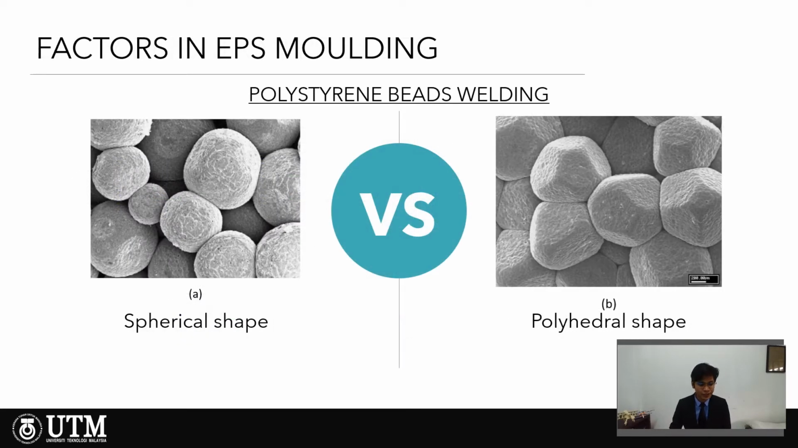Okay, here we can see the spherical shape as compared to the polyhedral shape. What is the difference? Well, figure A will produce a more brittle structure, and in figure B, the polyhedral shape means that we produce more fused EPS beads, meaning they fuse together well, increasing the mechanical properties of the EPS.